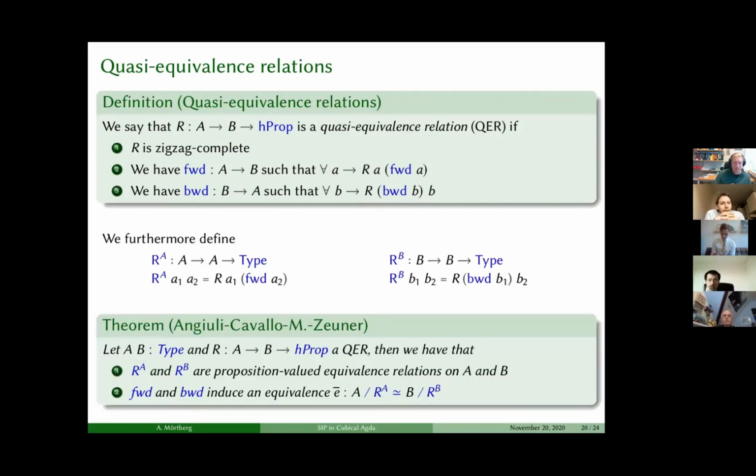Right. And then I add some notation. This induces a relation on A and a relation on B, in the obvious way. By these two assumptions, this will be reflexive. And then we can prove that these two induced relations are in fact equivalence relations, and that these two maps back and forth actually induce an equivalence on the quotient types like this. All right, so now we have a good notion of relation which induces the desired equivalence on the quotient types.